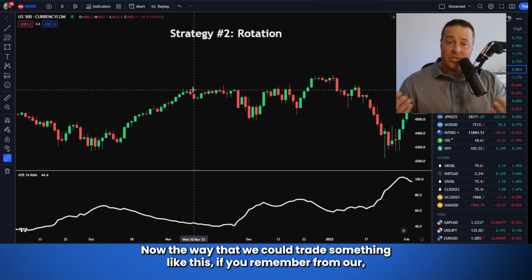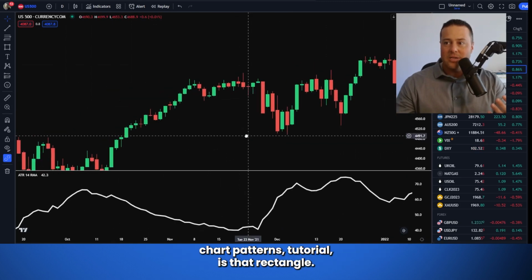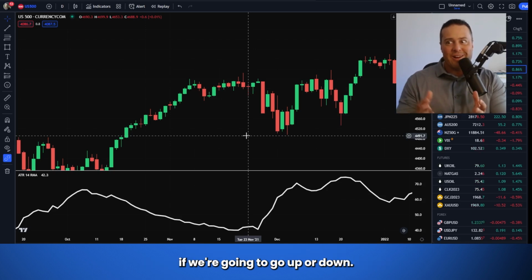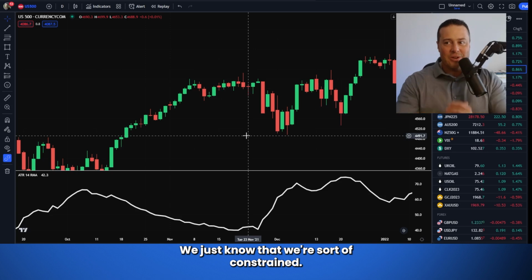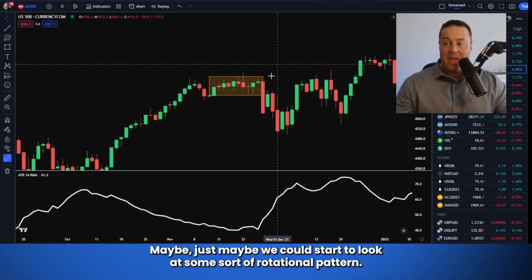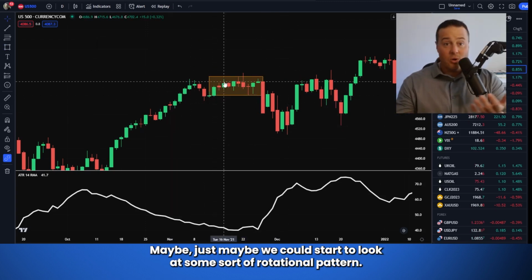Now, the way that we could trade something like this, if you remember from our chart patterns tutorial, is that rectangle. It's more of a bilateral type of pattern, meaning we don't really know if we're going to go up or down. We just know that we're sort of constrained. Well, from that perspective, we could say that the market's absolutely flat. Maybe, just maybe, we could start to look at some sort of rotational pattern.